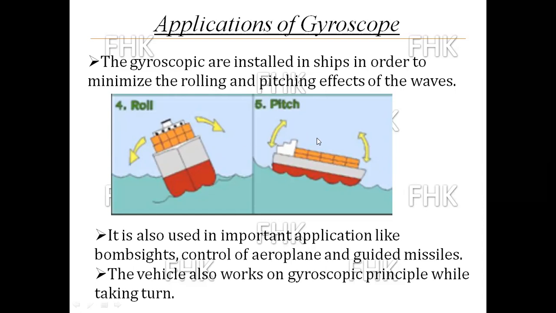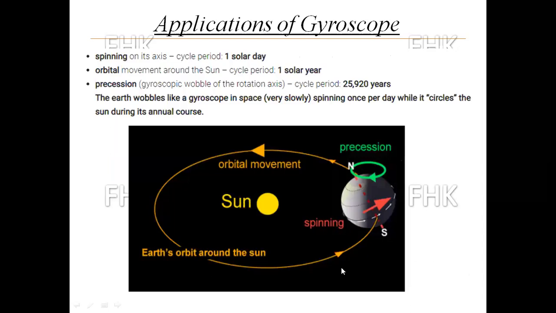That rolling and pitching happens in the ship, and to overcome this rolling and pitching effect, the gyroscope is installed in the ship. It is also used in important applications like bomb sights, control of aeroplane and guided missiles. Vehicles also work on gyroscopic principle while taking a turn.